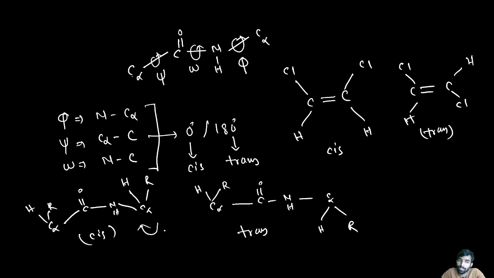That's why sometimes proline is considered as the helix breaker. We will discuss this later. Okay, so that's the basic concept of the peptide bond. Now, what we have to see is how this phi psi angle varies according to different secondary structure.